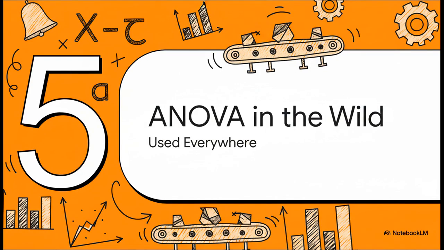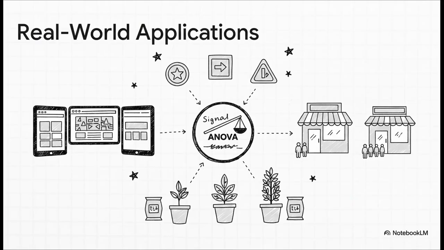Okay, so that's cool for Chemitech, but why should you care about all this? Well, because this amazing method for finding a real signal in all the noise, it's not just for factories or science labs. Not at all. This tool, ANOVA, it's used everywhere to make smarter data-driven decisions.